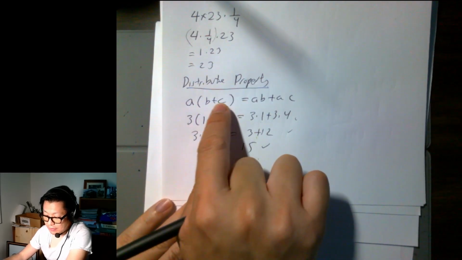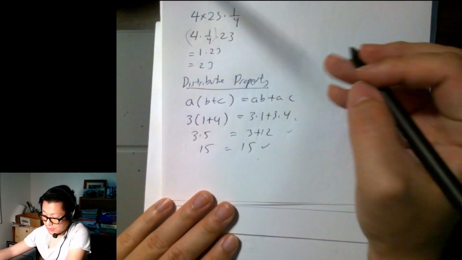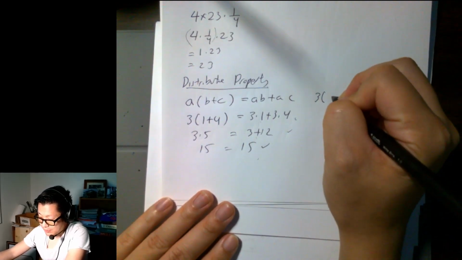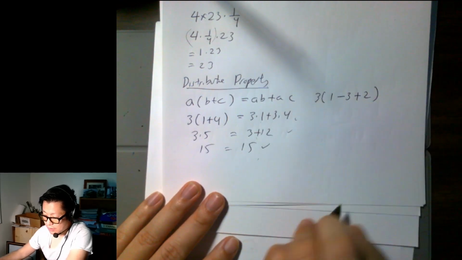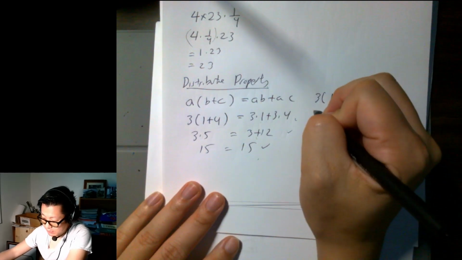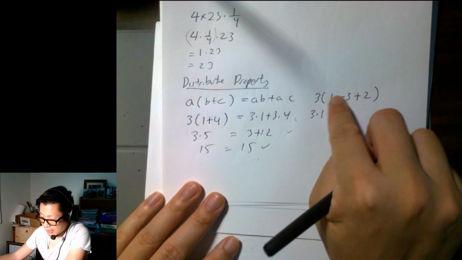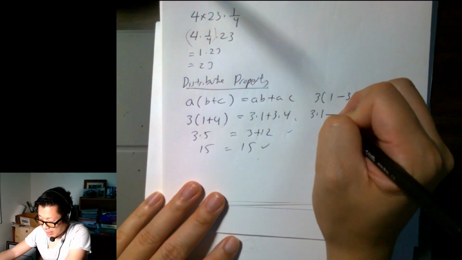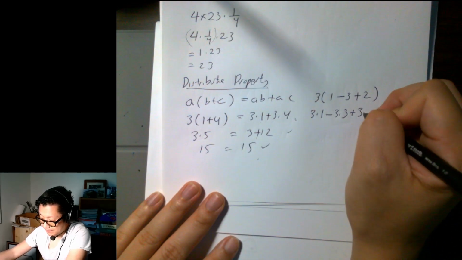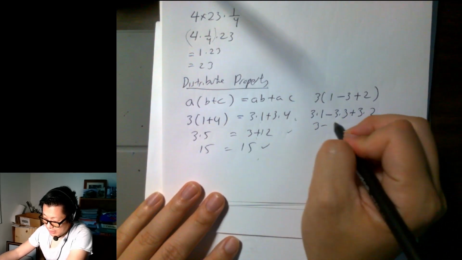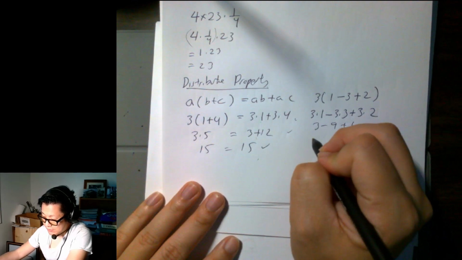Now I mentioned addition. It also works for subtraction. So if I have 3 times 1 minus 3 plus 2, I can distribute that 3 to each piece. 3 times 1, and here you can write this as minus 3 times 3, and then plus 3 times 2. So we end up with 3 minus 9 plus 6, so it ends up being 0.